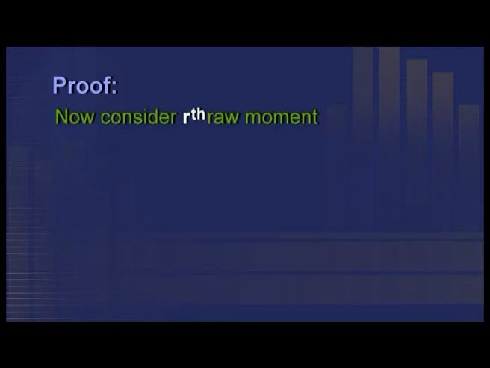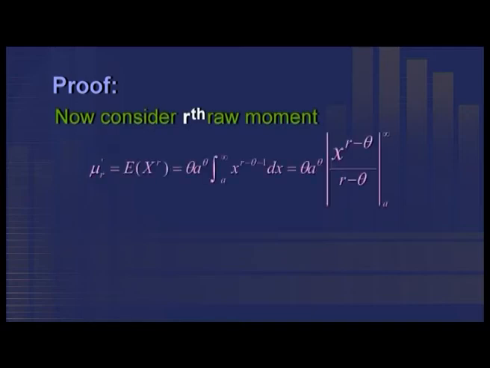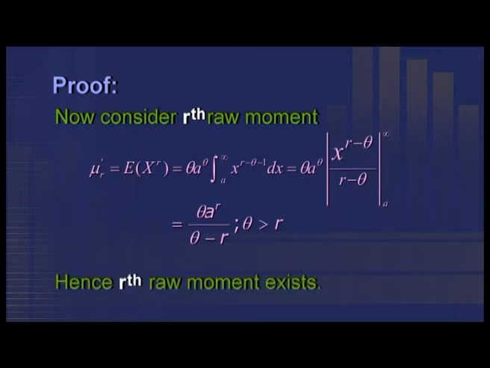Proof. Now consider the rth raw moment. Mu r dash is equal to the expectation of X to the power r, which is equal to theta into a to the power theta into the integral from a to infinity of x to the power r minus theta minus 1 dx. This is equal to theta into a to the power theta into x to the power r minus theta divided by r minus theta, ranging from a to infinity. This is equal to theta into a to the power r divided by theta minus r, where theta is greater than r. Hence, the rth raw moment exists.